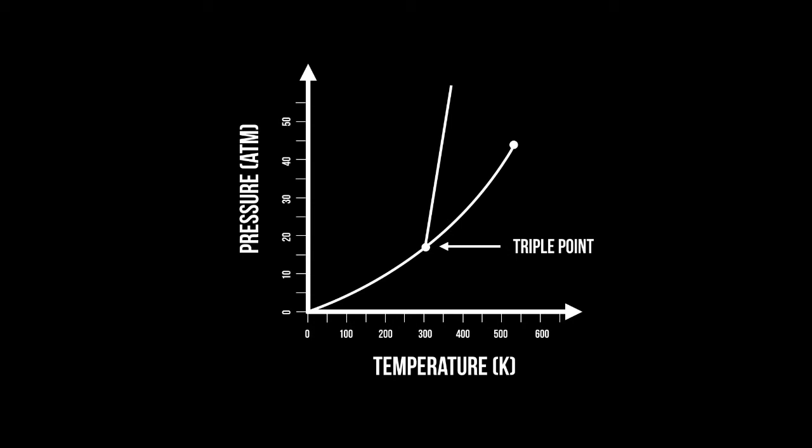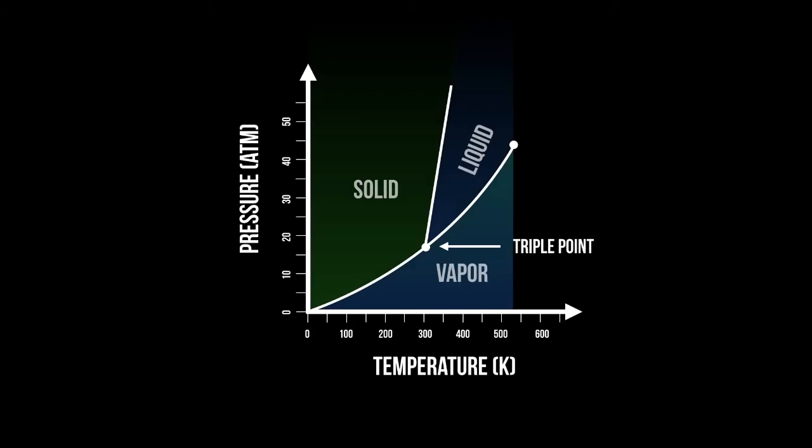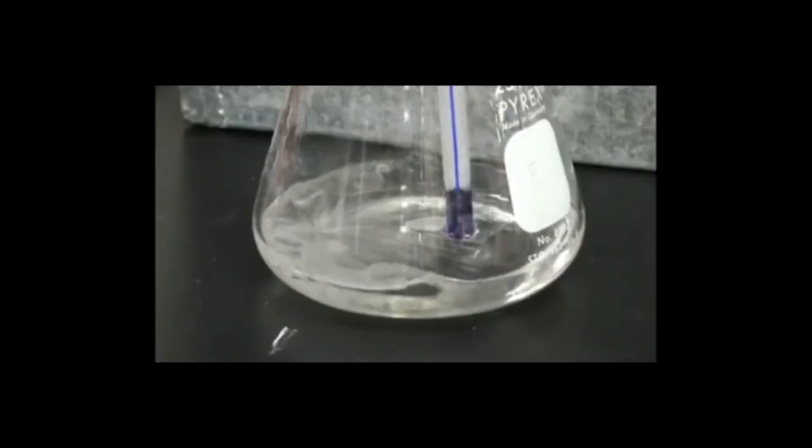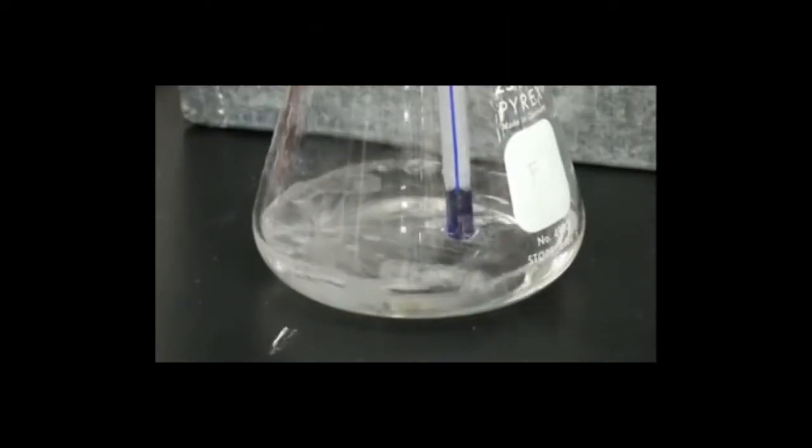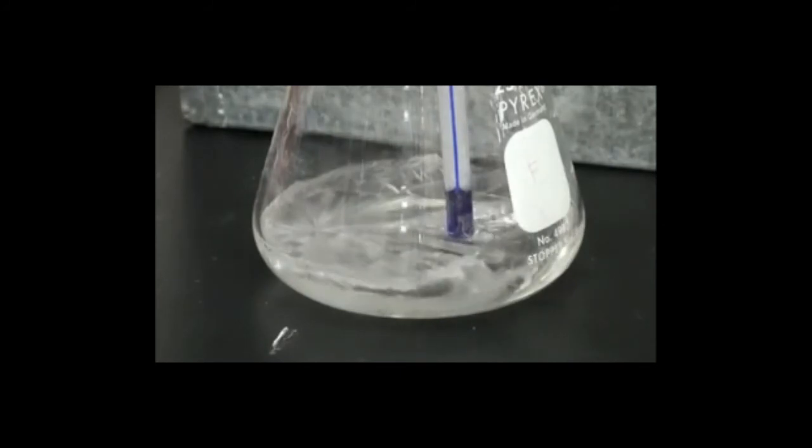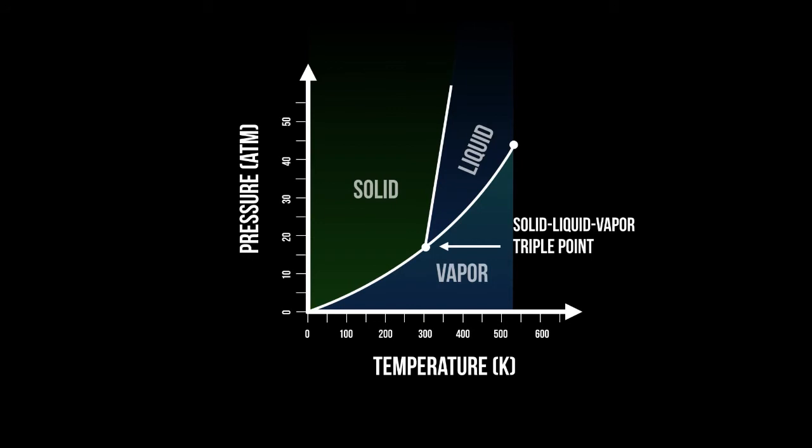And in the case of this graph, this triple point is where solids, liquids, and vapors all intersect with each other. So this is what's called the solid, liquid, vapor triple point. And if you were to take a material and put it at its triple point, some cool stuff would happen. For example, this is tert-butyl alcohol. It is boiling and freezing at the same time. So that's pretty cool what you can do at the triple point.